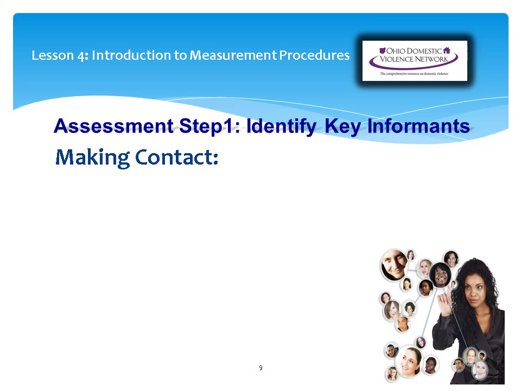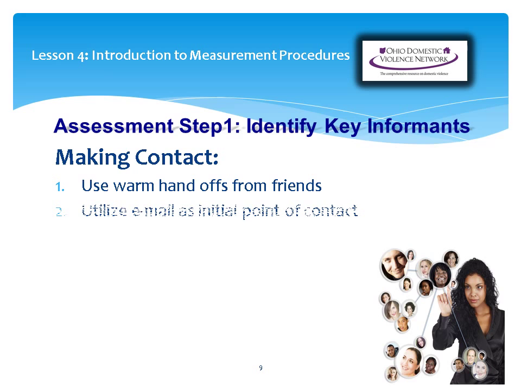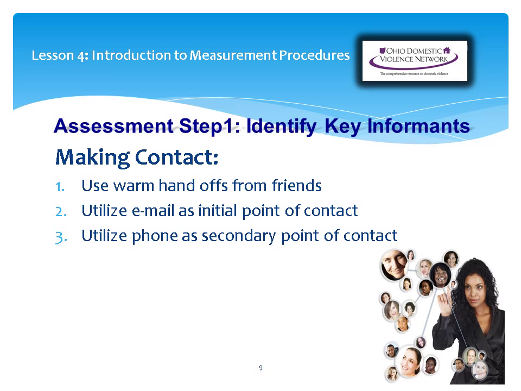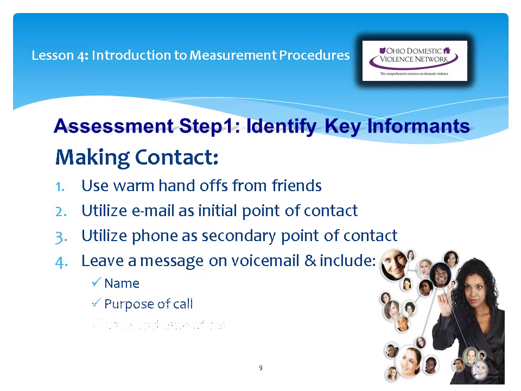Informal ways to make contact might include warm handoffs from friends or acquaintances that already have established relationships. Send an email as an initial point of contact and then follow up with a phone call. When leaving voicemails for respondents, be sure to leave your name, the purpose of your call, the date and time of your call, and specific instructions for following up with you.